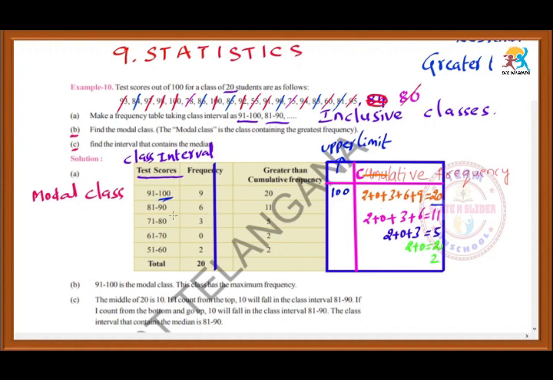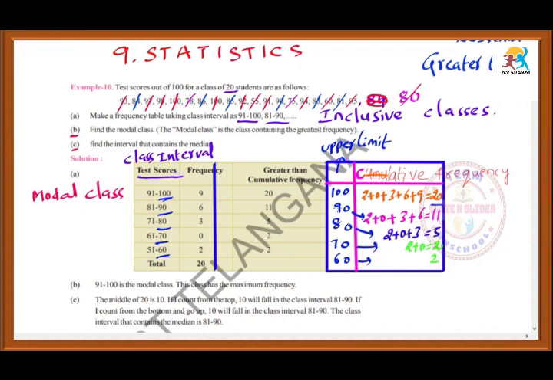And for the next class interval, the upper limit is 90, so I will write 90. The number of students who got below 90 is 11 members. For the next class interval, it is 80. So the number of students who got below 80 marks is 5 members. For the next class interval it is 70. The number of students who got below 70 is 2 members. And the next one is 60. The number of students who got below 60 is 2 members.